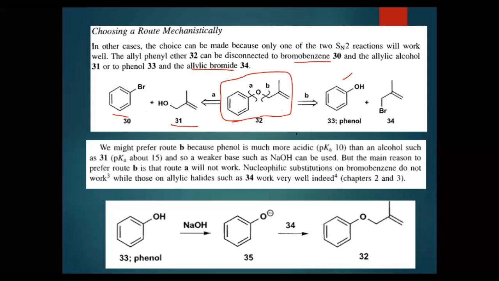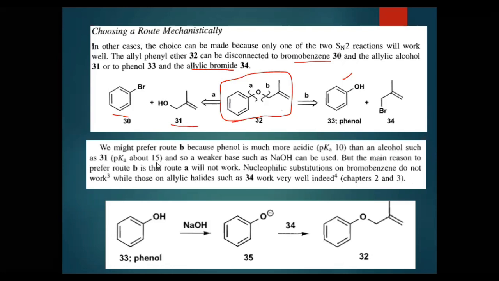So during the disconnection, of course, you will get four types of reagents, but you need to be cautious about which path needs to be followed in order to reconstruct it. We might prefer route B because phenol is much more acidic. You know that phenol is much more acidic. The pKa of phenol is 10, compared to the alcohol, which is 31.